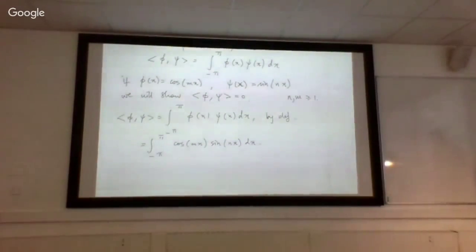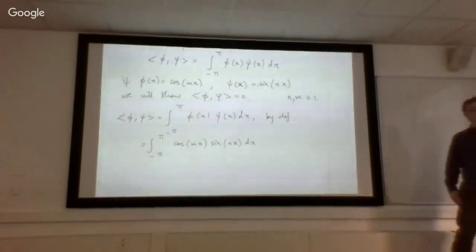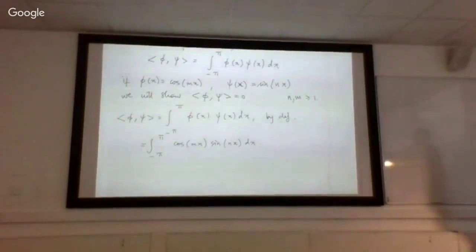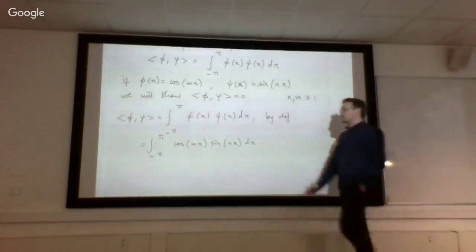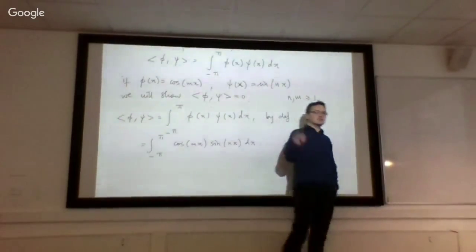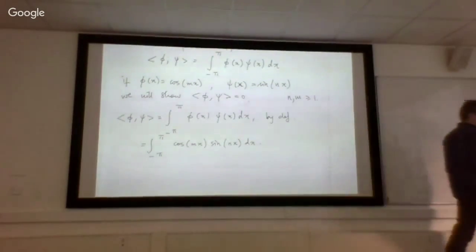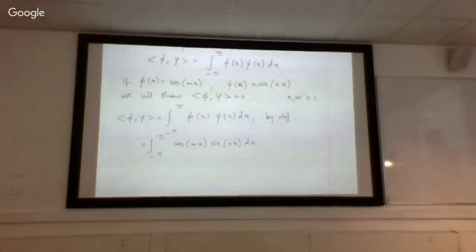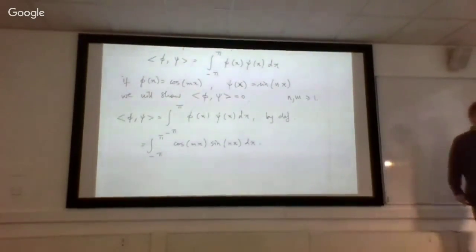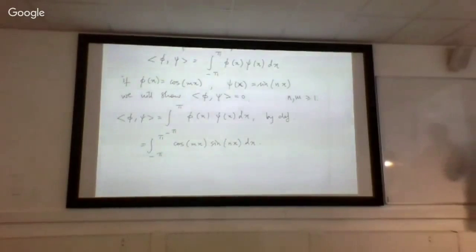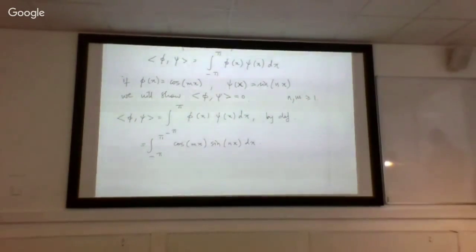Now this is a product of a cosine function with a sine function. So there's a nice trigonometric formula to turn that product. In general, integrating products of functions can be a bit tricky. You might need integration by parts. But the simplest way to find this is to use the trigonometric formula that takes a product of a cosine with a sine and gives you a linear combination of two sines. Okay. So we'll use the formula.